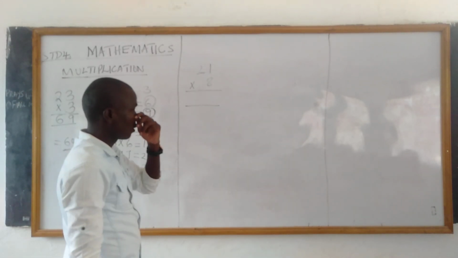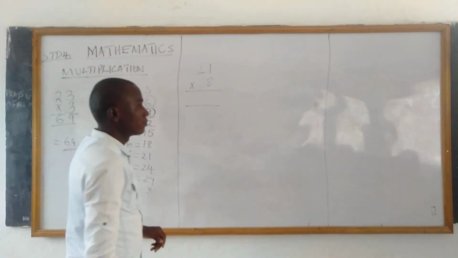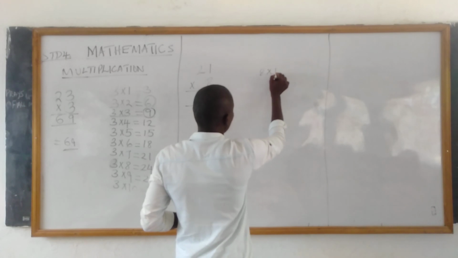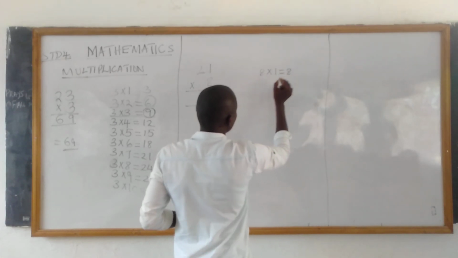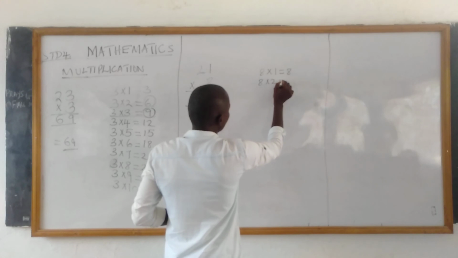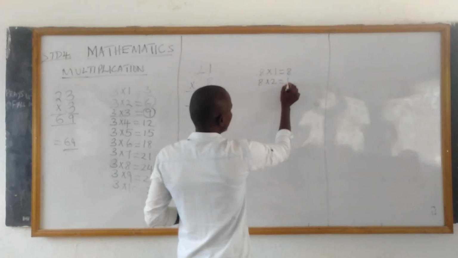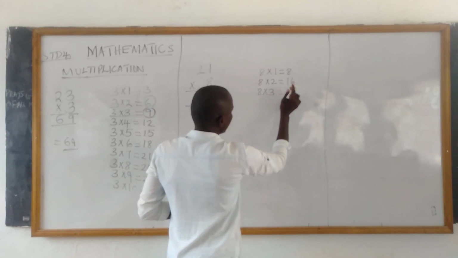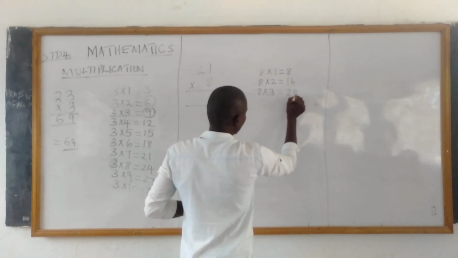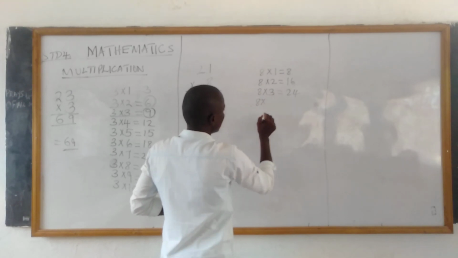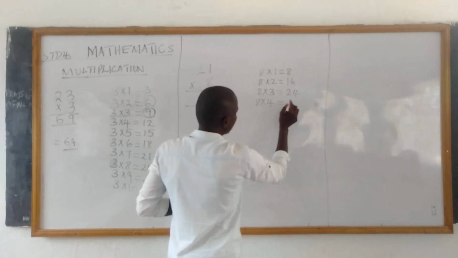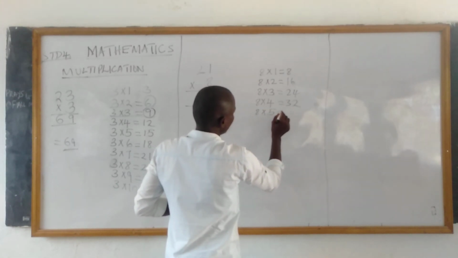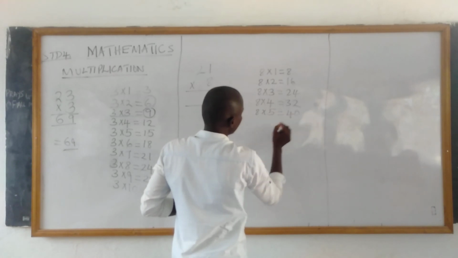Having that now, you need to form a table. In this case, it is a table of 8. So it will be 8 times 1, this gives you 8. 8 times 2, this gives you 16. 8 times 3, add 8 here, you get 24. 8 times 4, add 8 here, you get 32. 8 times 5, add 8 here, you get 40.